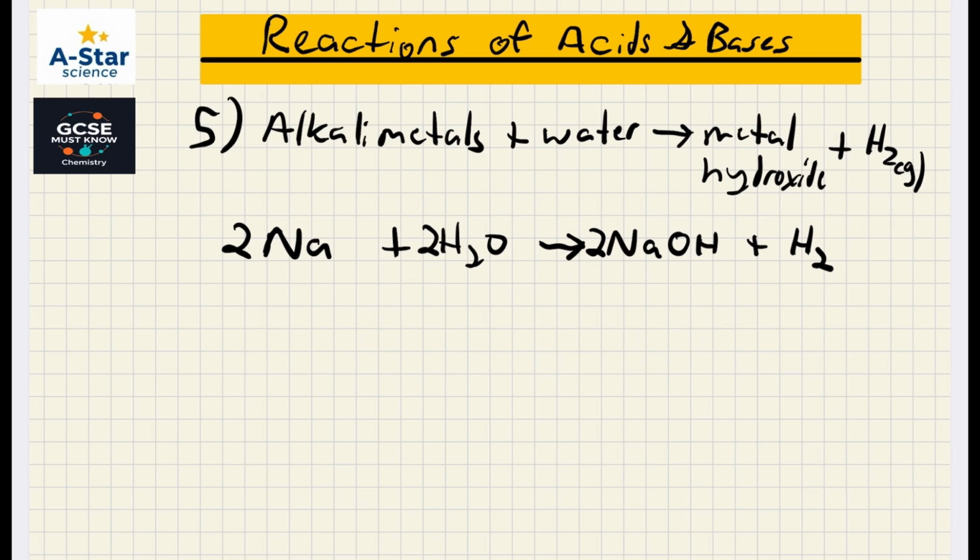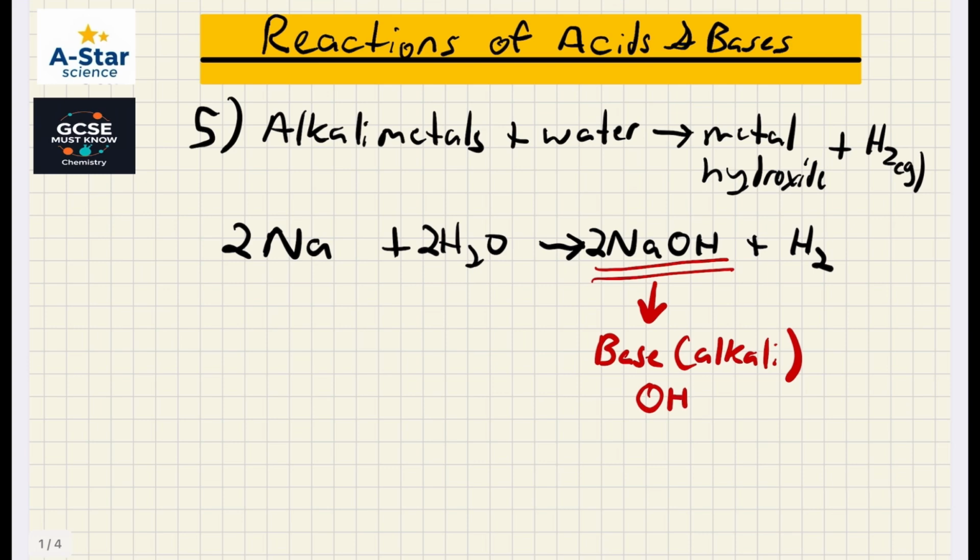Now this is important because the sodium hydroxide, as we said earlier, is a form of a base. In this case, it's soluble. So we call them an alkali. We know that because it has the OH minus ion. So these are the main reactions of acids and bases that you need to know for your GCSE.